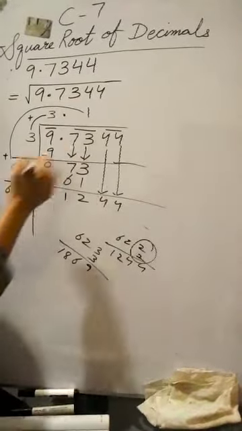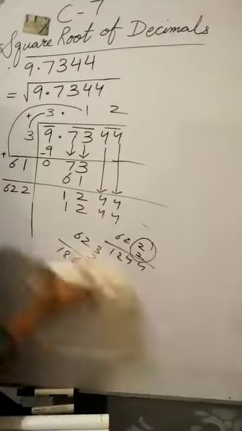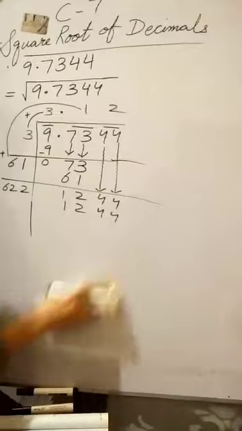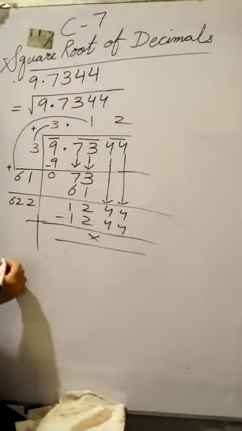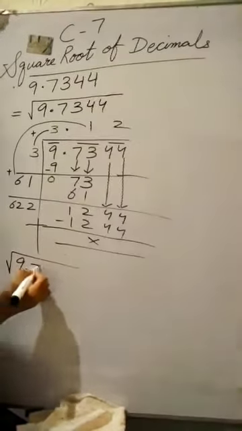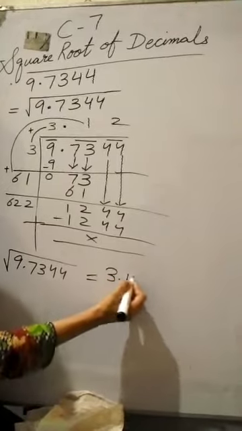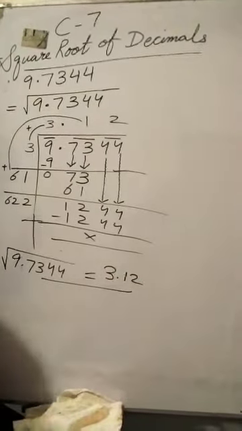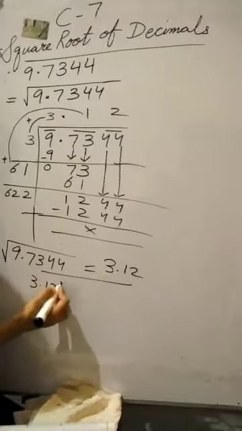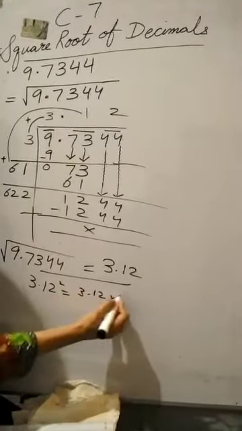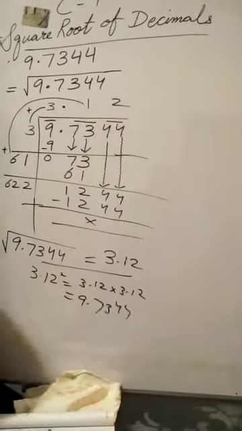So 622, 2 times 1, 2, 4, 4. So subtract this, minus, and 0. So square root of 9.7344 and the answer will be 312. Draw the ending line. It means square root gives this smaller answer, and if I take the square of this, square means multiply 2 times, then I will get the same answer. So this proved that your answer is right.